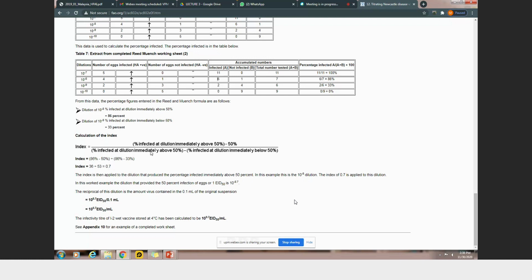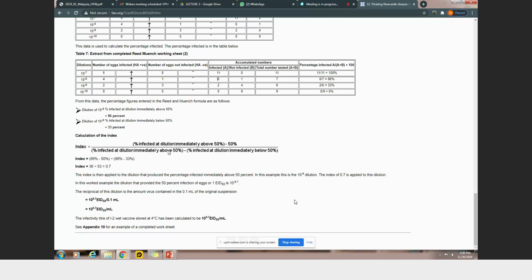Okay, so based on this formula, dilution 8 is the percentage above 50 because you need to fit in this formula. So percentage above 50 is 86%, and percentage below 50% is 33%. So you just put in this formula.